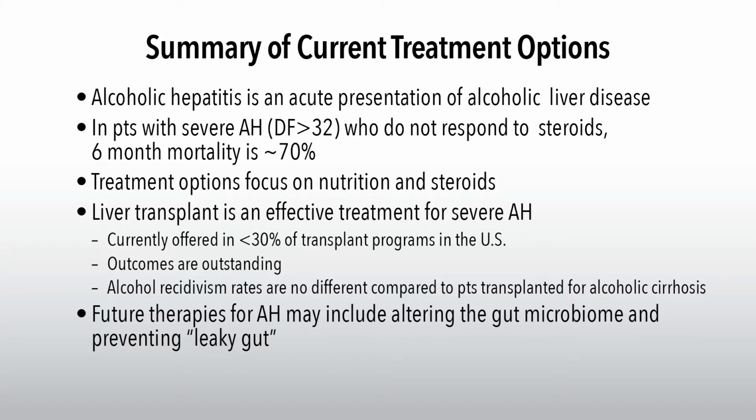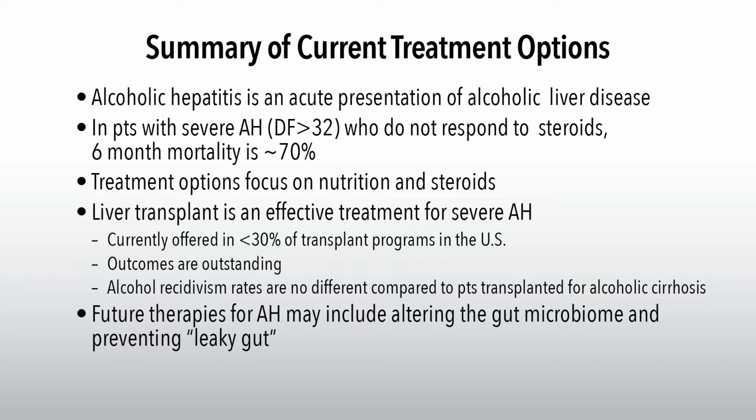severe acute alcoholic hepatitis. So we look back, alcoholic hepatitis is an acute presentation of alcoholic liver disease. If you ask these patients, they had never known they had liver disease before. This is the first time that they have been jaundiced, and they have not been informed that alcohol is the source of their injury. In patients with severe alcoholic hepatitis who do not respond to steroids, we know, already confirmed by many studies, that the 6-month mortality is at least 70%.